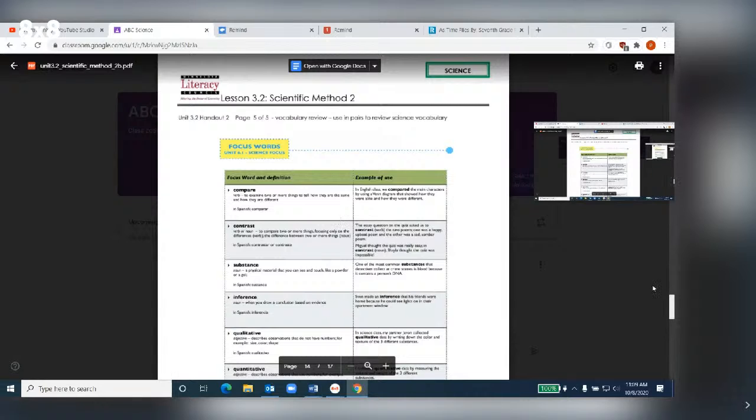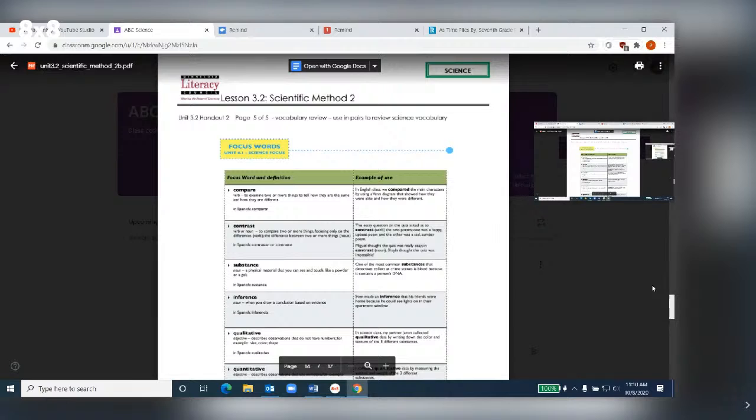So to compare is to examine two or more things and tell how they're the same or how they are different. So in English class, we compared the main character using a Venn diagram that showed how they were alike and how they were different. Okay, that's how you compare. Contrast is two or more things focusing on their differences, the difference between two or more things. So the essay question asked us to contrast the two poems. One was a happy, upbeat poem, the other was sad. Miguel thought the quiz was real easy. Charlotte thought the quiz was impossible. So you're contrasting two people's opinions there, two poems.